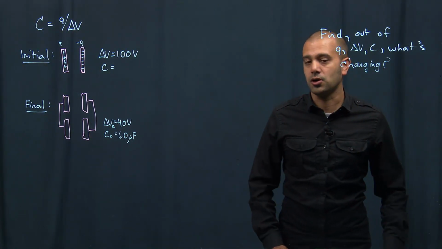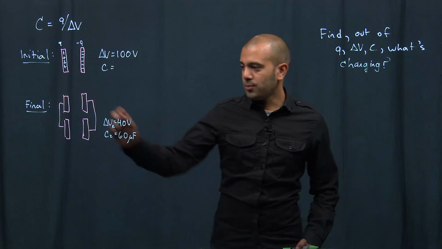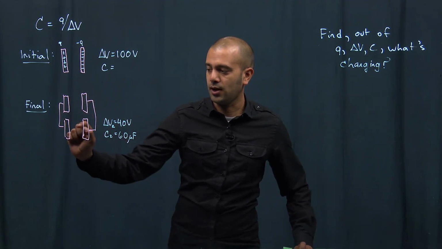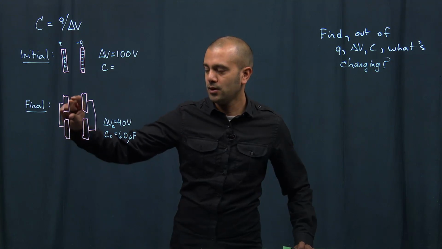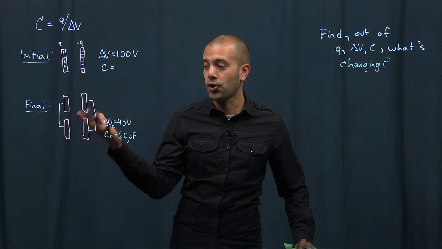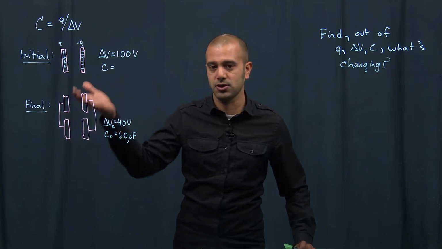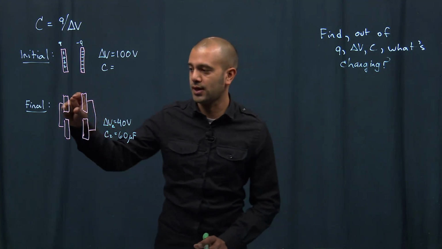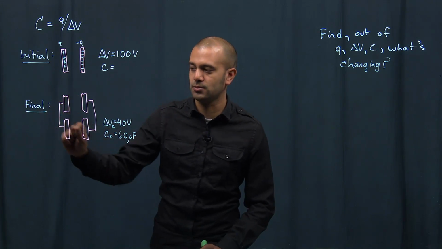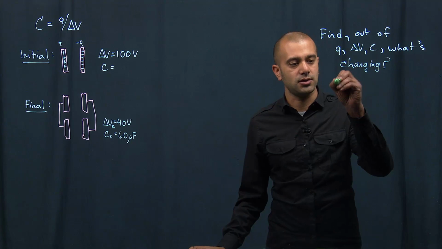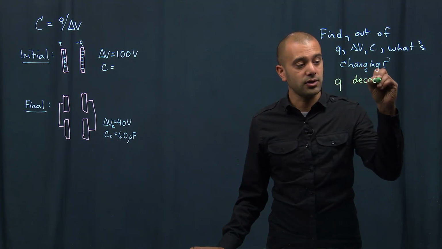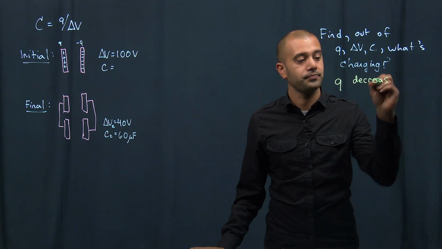Let's first consider the charge. When the plates are connected, there's an excess positive charge on the top plate and no net charge on the bottom plate, which means there's a potential difference between these two plates. Since it's conducting, charges will move freely to cancel out that potential difference. So the excess of positive charge on the top plate will be reduced and some of it will move to the bottom plate. So the charge initially on the top plate decreases.